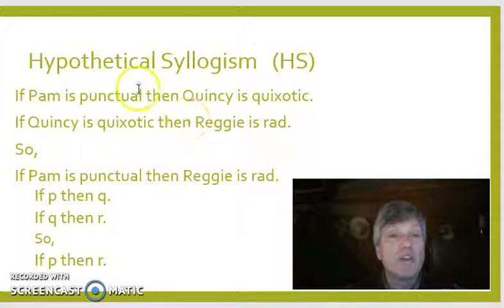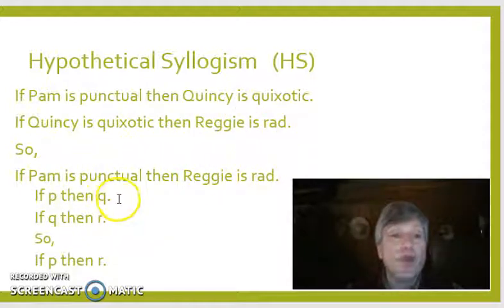In other words, you have two conditionals. And in the second conditional, you notice the antecedent is the same as the consequent of the first conditional. So from those two things, you can infer a conditional where you go from the antecedent of the first to the consequent of the second. So you skip this middle, shared part. So you get, if Pam is punctual, then Reggie is rad, which is what we have here.